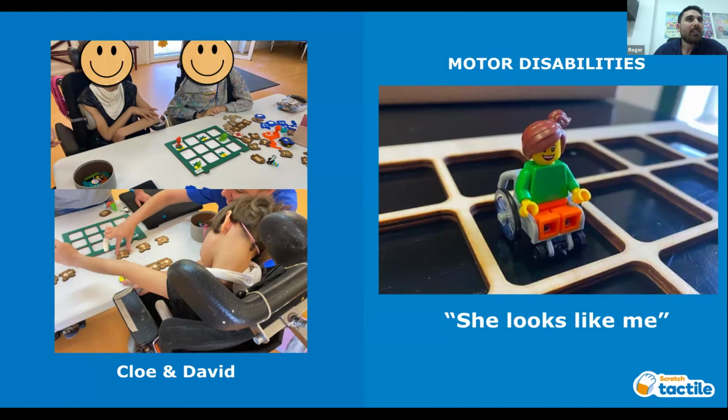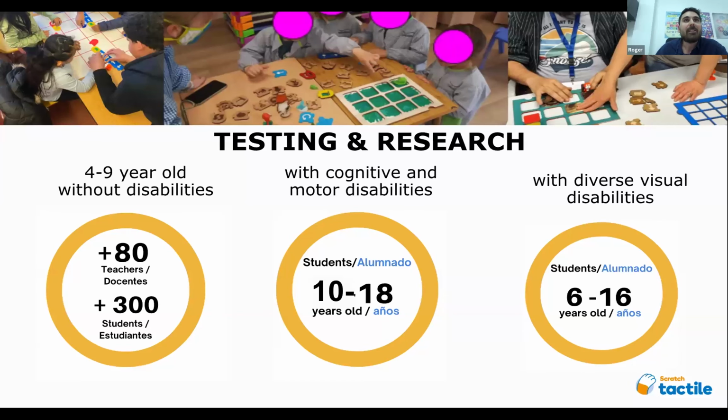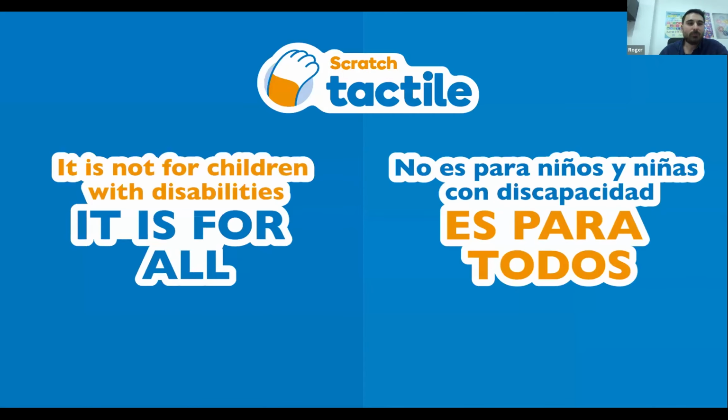And well, even if they cannot pick the blocks with the hands, they can point to them, and the teacher can help to make the program, and then help moving the characters. So this is everything unplugged. And we made a lot of tests with students, teachers, and students without disabilities, and we gathered all this information to make this a truly universal design resource. So we don't want to say this is for children with disabilities, but it is for all.